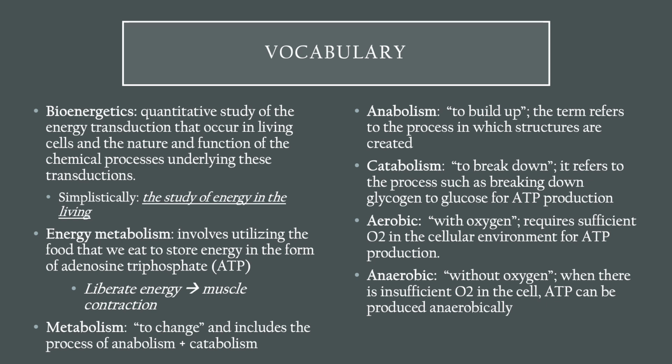So anabolism, the raw material that we eat, plus the breakdown of that raw material is our metabolism as a whole. So let's go back to energy metabolism. It involves utilizing the food that we eat, that raw material, carbs, fats, protein, to store energy in the form of ATP, right? So you see that, adenosine triphosphate. We have 3 phosphates for the primary energy cell, okay?